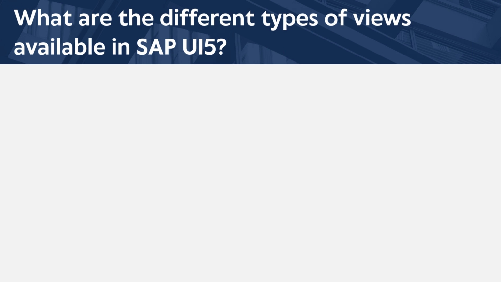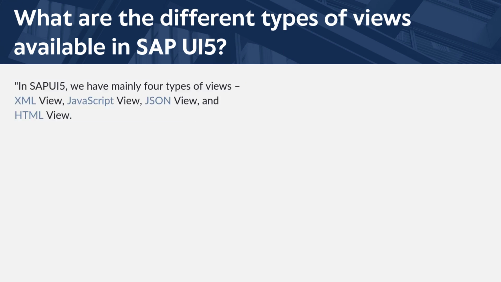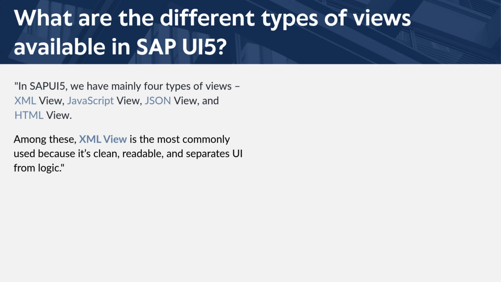Now the next question is, what are the different types of views available in SAP UI5? In SAP UI5 we have mainly four types of views. The first one is XML view, second one is JavaScript view, third one is JSON view, and the last one is HTML view. Among these, XML view is the most commonly used because it's clean, readable, and separates UI from logic. Each view type defines the UI in a different format.